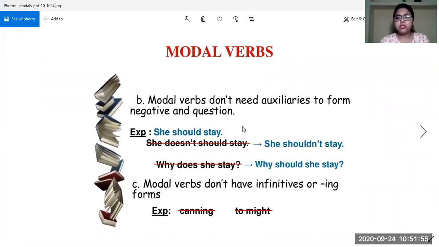And another thing, modal auxiliaries don't need any auxiliary to form negative and question. If you recall how we used to do it in tenses, by using the word does. If we had to change the simple present tense into negative, then we use does for the singular and do for plural, but it is not the case with the modal auxiliary. So you just have to remember that nothing changes when we are using a modal auxiliary in a sentence.